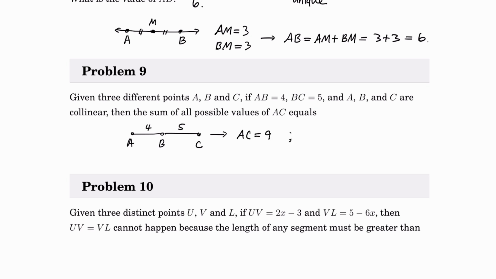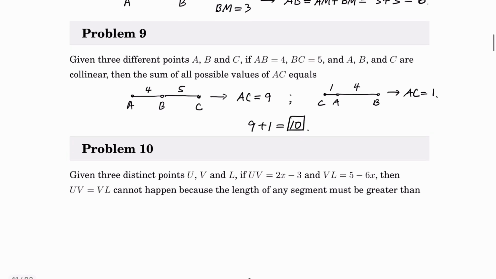But at the same time, we can also have C, A, B, because nobody said that A, B, and C are collinear in the written order. So you can tell that these are 1 and 4, but still it makes sense. BC becomes 5, AC equals 1. So I would say the answer becomes 1 for the second diagram. Now we need to find out the sum of all these possible values of AC. So the answer becomes 9 and 1, hence 10.